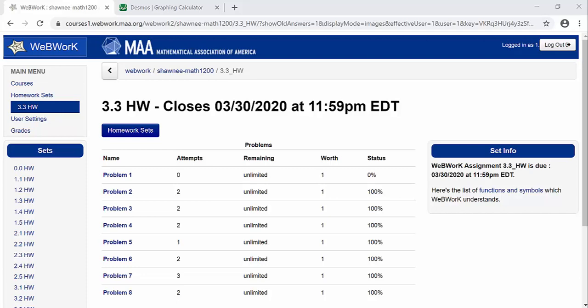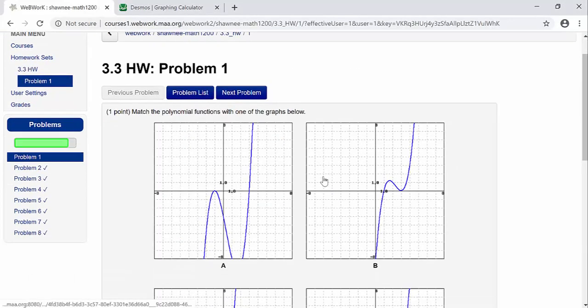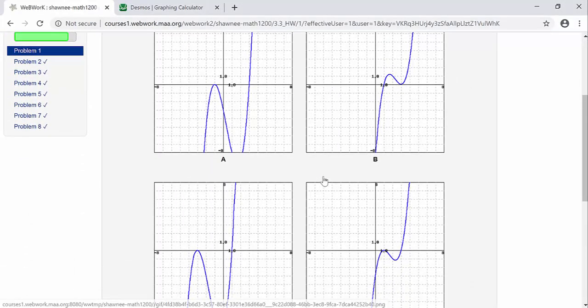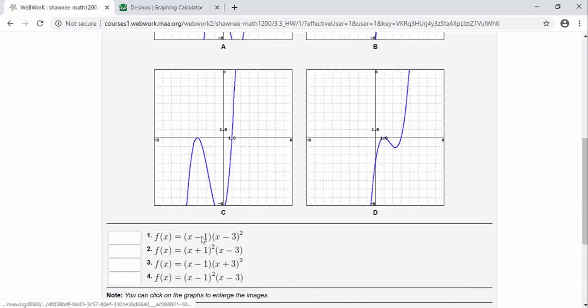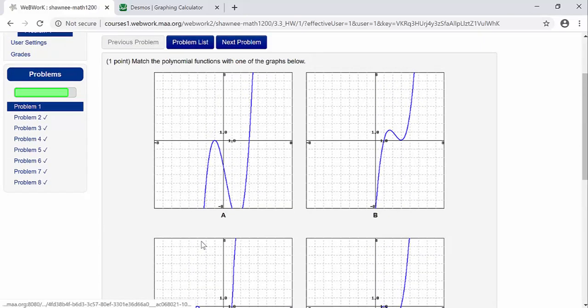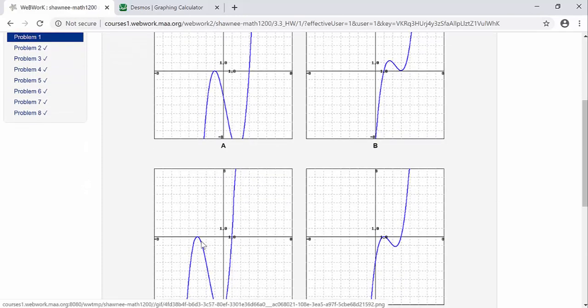In this video, I'm going to be working through the section 3.3 homework problems on WebWork. In section 3.3, we're looking at the connection between factors of a polynomial function and the x-intercepts or zeros of the function. So in this problem, we're asked to match the polynomial functions with one of the graphs below.